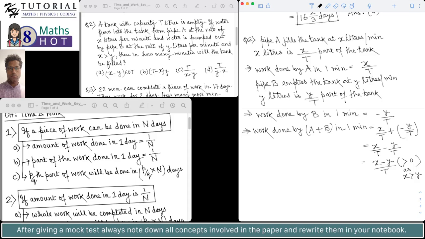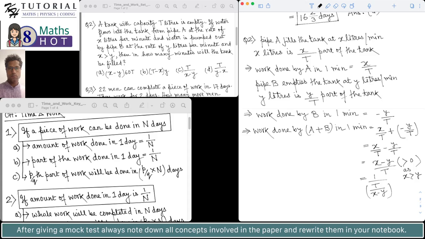So now the work done by A plus B in 1 minute is x minus y by t. As I said, it is always preferable to express the work done in 1 unit of time in the form of 1 by n. So x minus y by t, when expressed in the form of 1 by n, will be 1 by t by x minus y.